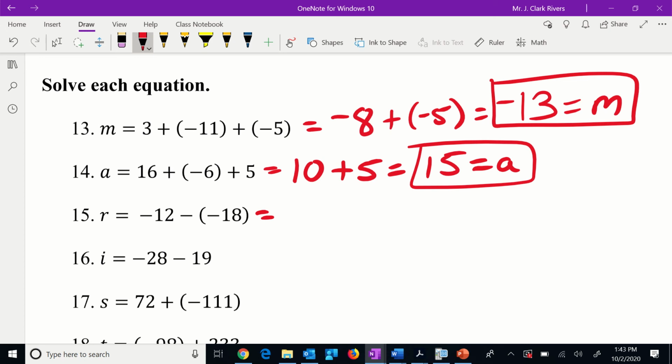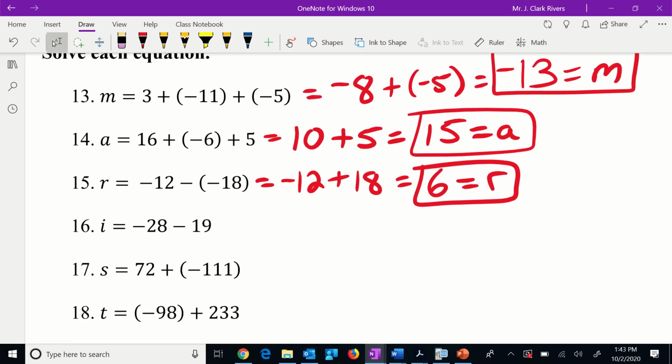R equals negative 12 minus negative 18. Well, when we subtract a negative right here, minus negative 18, that's going to be negative 12 plus 18, right? So now looking at negative 12 plus 18, which number is further from 0, negative 12 or 18? 18 is. It's positive, which means this sum has to be positive. How far is 12 from 18? They are 6 apart. So 6 equals R.